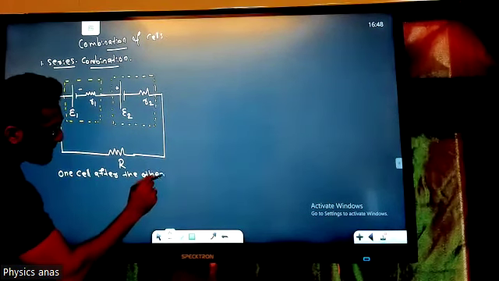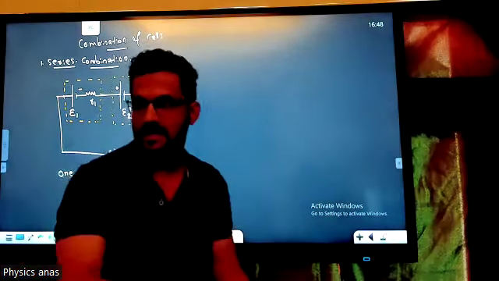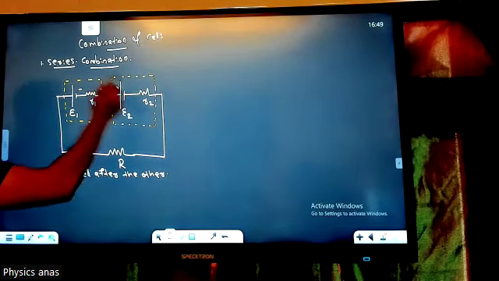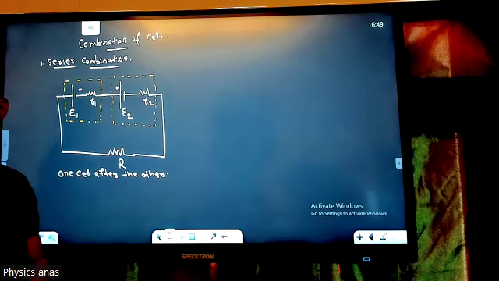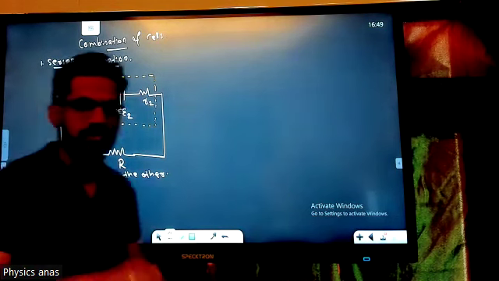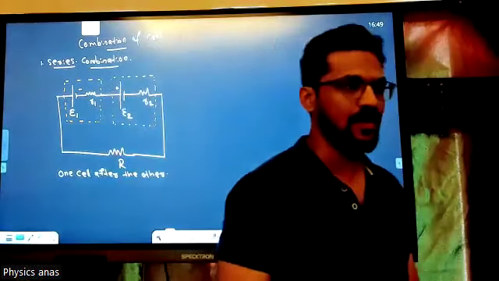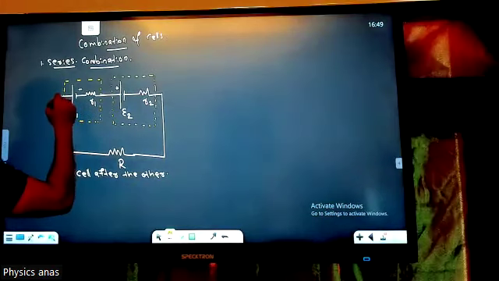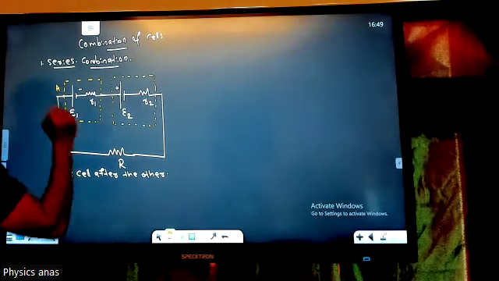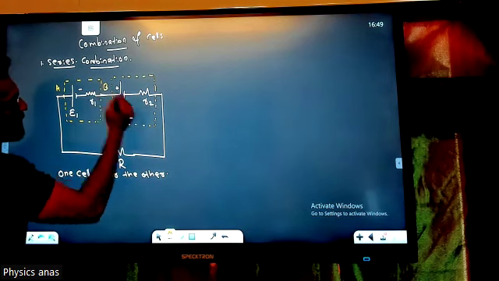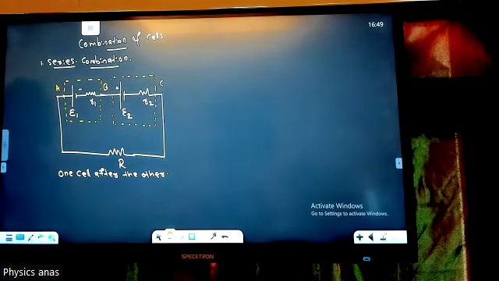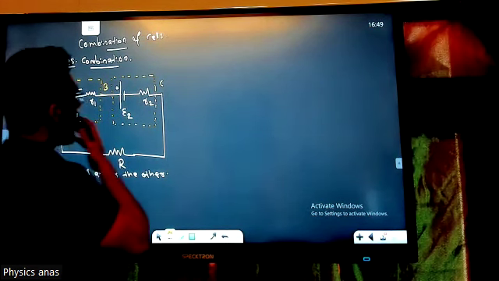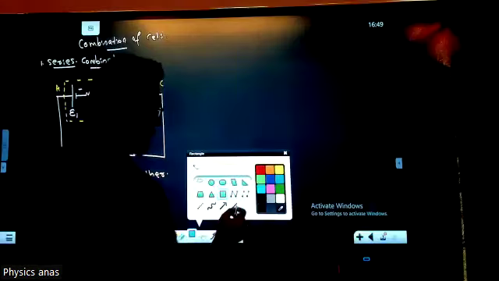That's this connection. One cell is connected after the other. That is positive to negative, and this positive to the other negative. That's series connection. When positive is connected to negative, that is series connection. You got it? And I am naming some points here for our use: this is A, this is B, and this is C.